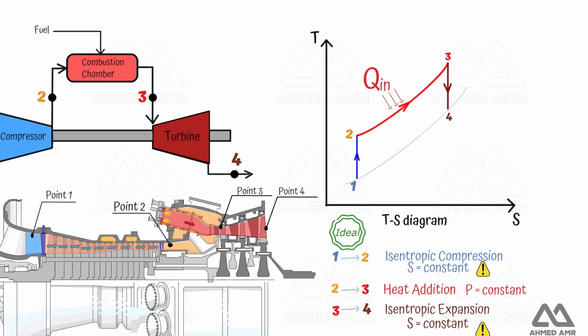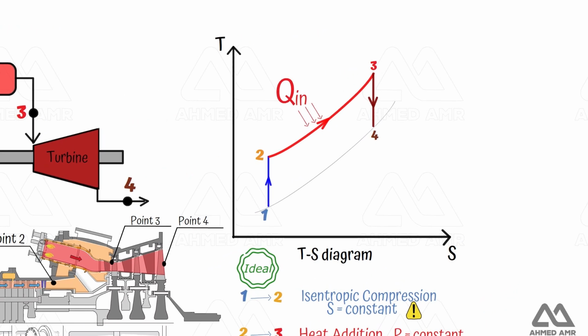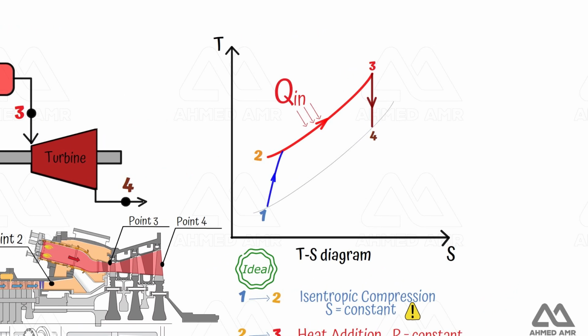The compression process from 1 to 2 is not a vertical line. Due to friction, aerodynamic losses, and internal inefficiencies in the compressor, the air exits at point 2' with higher temperature and higher entropy, so the point shifts upward and to the right. The combustion process from 2 to 3, theoretically, has constant pressure, but in reality, there is pressure loss inside the combustion chambers due to mixing, friction, and flame path effects, so P3 is slightly lower than P2.